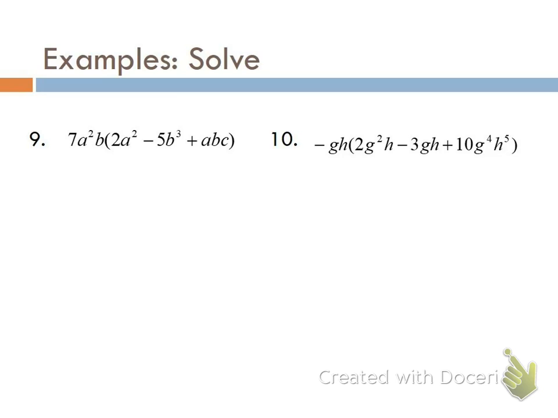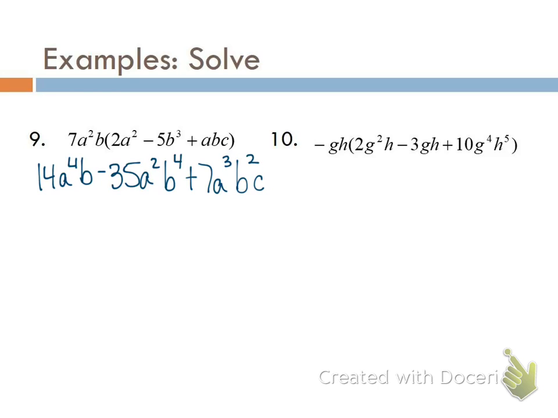All right. 14a to the fourth b, minus 35a to the second, or yeah, b to the fourth, plus 7a to the fourth, b to the second, c to the first. Wait, how you get the 4th on a to the third? I mean, a to the 4th. So on the very end, I would agree a squared times a would give us a to the third. And then, yes, the b would be squared c.